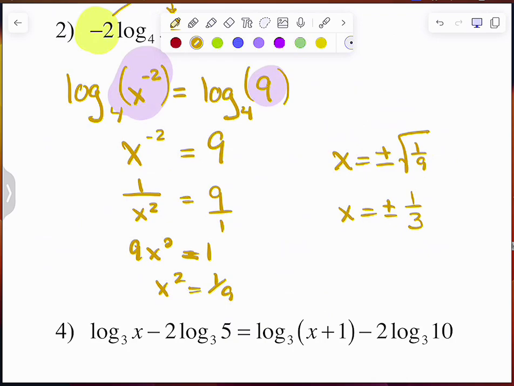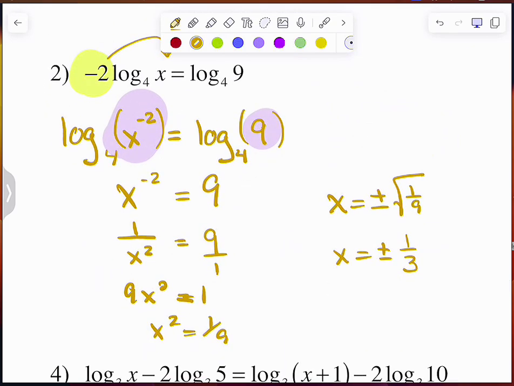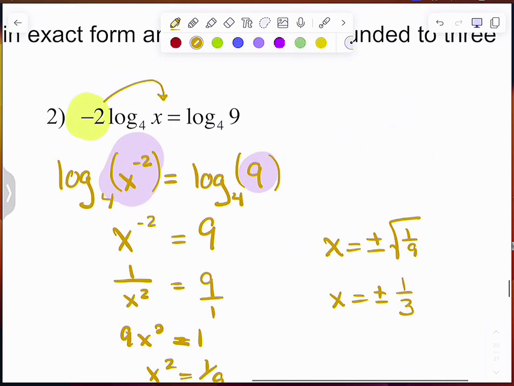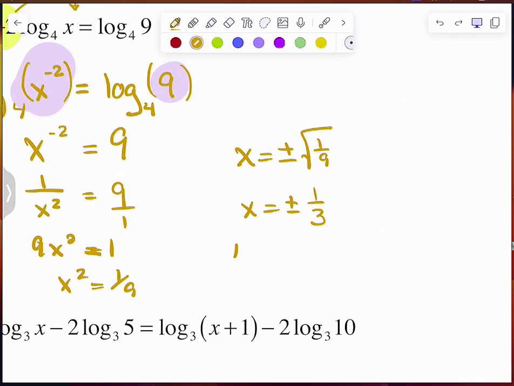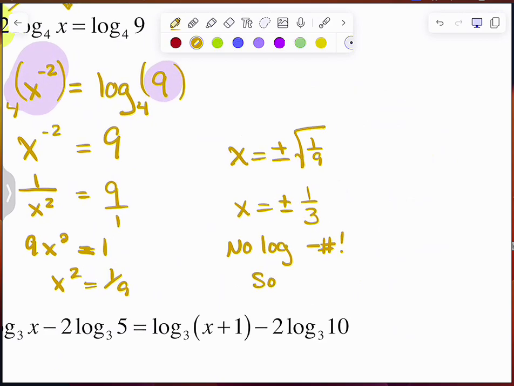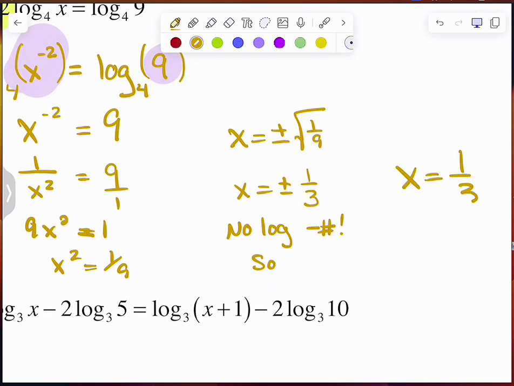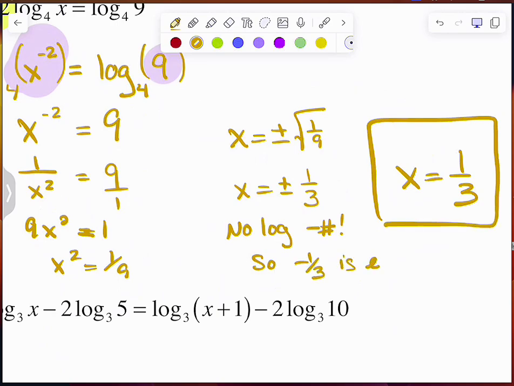Now, not both of those work. Or do both of those work? Go back to the very, very original. If I plug in negative 1/3, is that allowed? No, I can't take the log of a negative. So no log of a negative number. So x equals positive 1/3, negative 1/3 is extraneous.